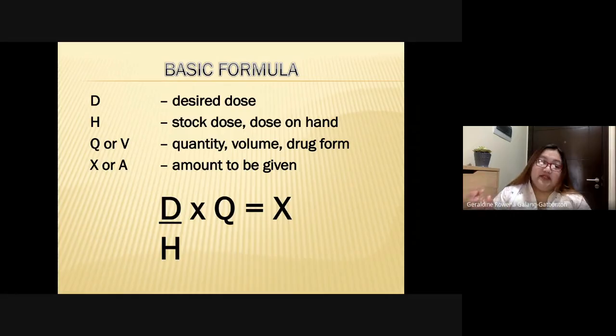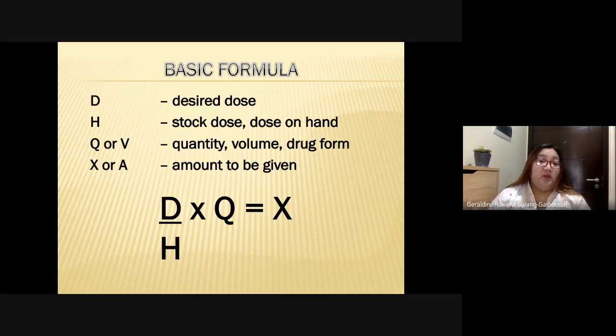Okay? What is D? It is the desired dose, the dose that you need to give to the patient. Doses are actually weights. So they come in milligrams, micrograms, or grams.